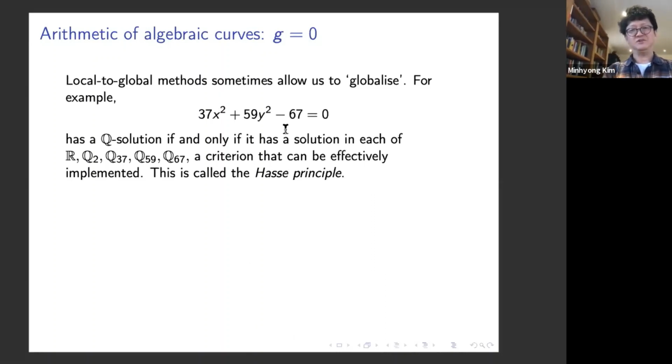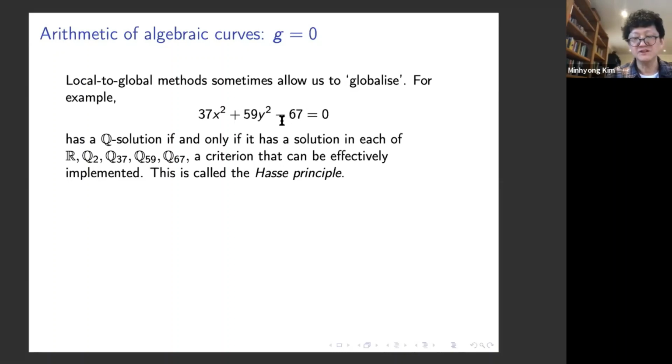Well, it allows you to study a solution like this and talk about the existence of solutions in the rationals in terms of solutions inside these completed fields. For example, if you look at an equation like this, it will have a rational solution if and only if it has solutions in the reals, in the 2-adics, and then the 37-adics, 59-adics, 67-adics. You just have to check for the existence of solutions inside these 5 fields.